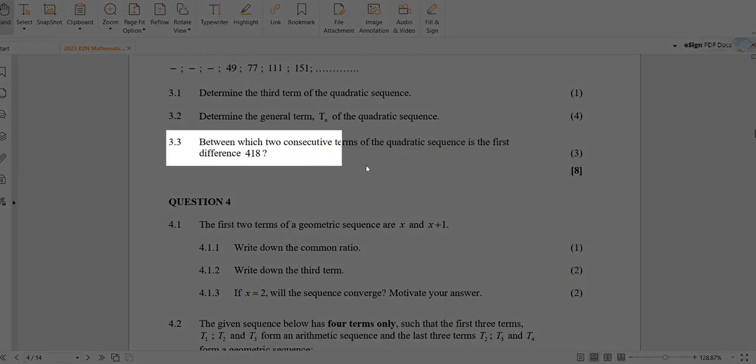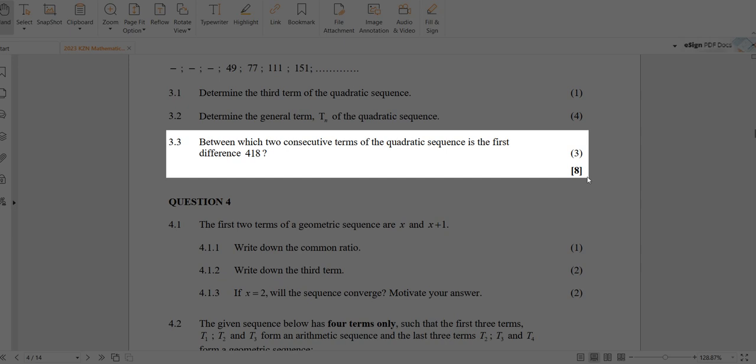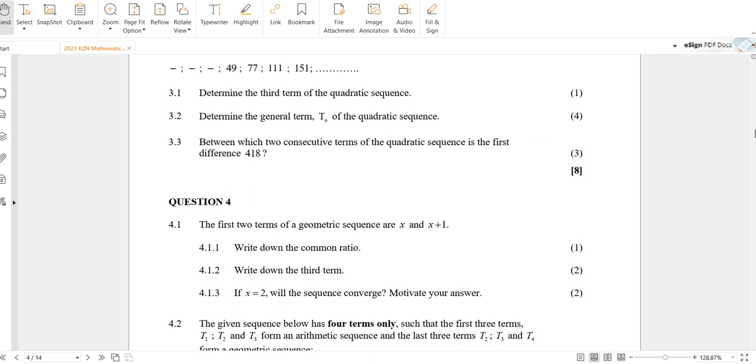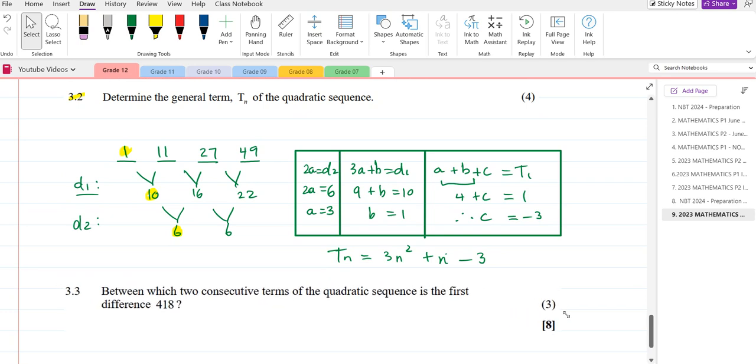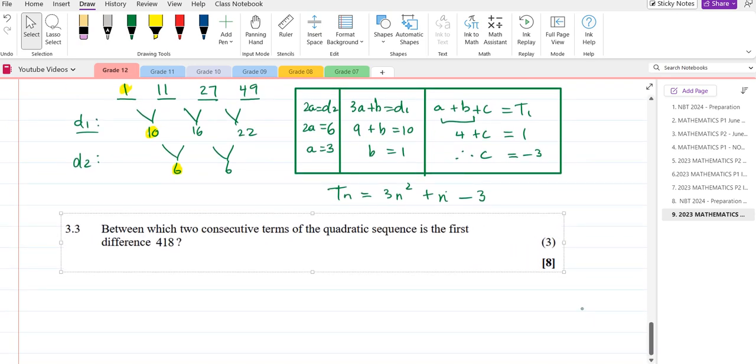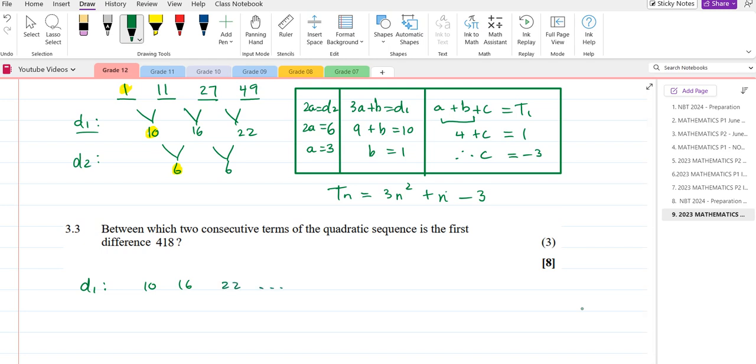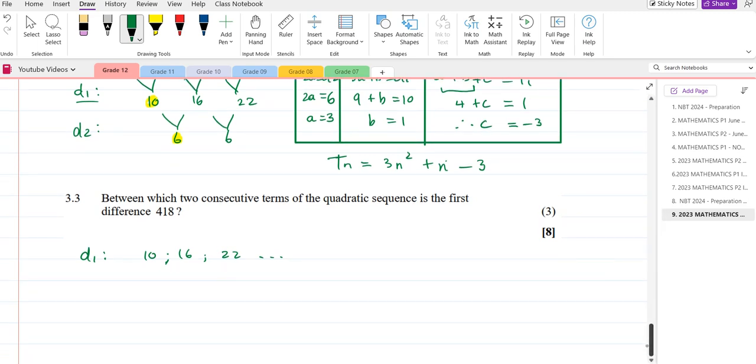Between which two consecutive terms of the quadratic sequence is the first difference 418? Now let's look at the first difference formula. Remember the difference 1 pattern is 10, 16, 22 and so on. That's the difference 1 pattern. Because that's what they said: between which two consecutive terms of the quadratic sequence is the first difference 418.